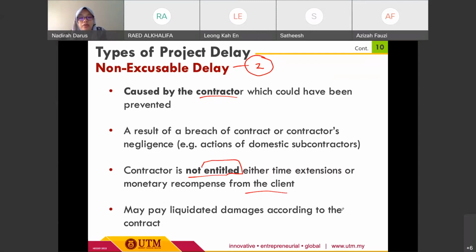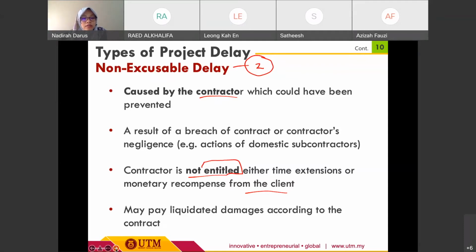So the first one is quite favorable for the contractor, which is not the same for the second type. So there will be no excuse for this delay by the contractor.